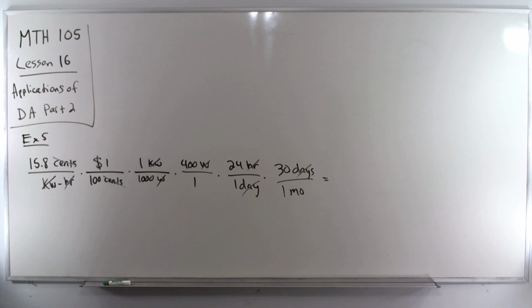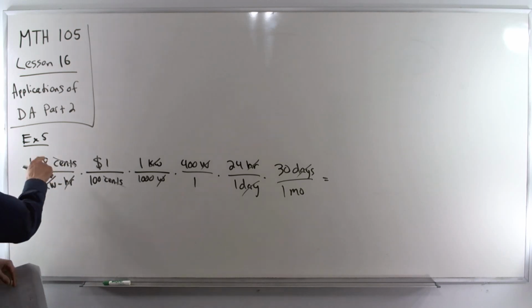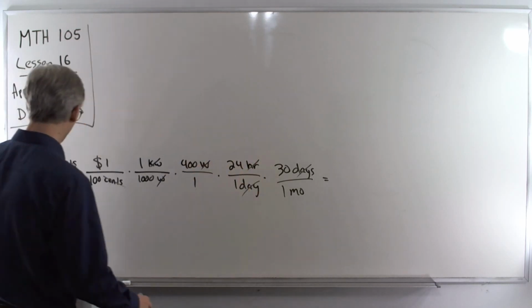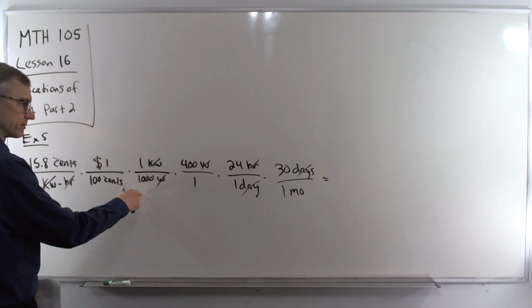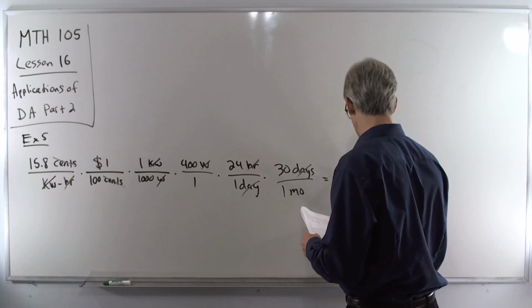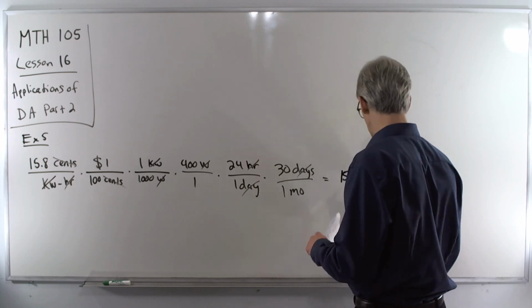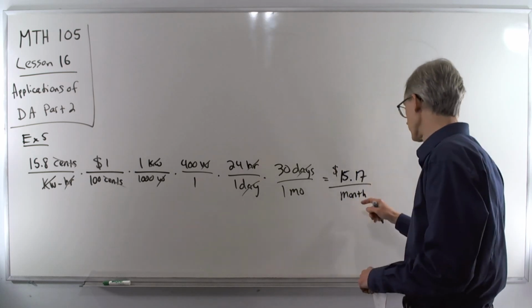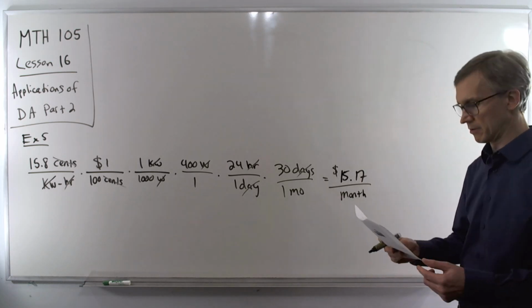So I did this in kind of a weird order just to show you that it can be done in any order. As long as you line up your units right, you get good cancellations, and we're left with the units that we want. So now to get the answer, we're going to multiply all this stuff on top, 15.8 times 400 times 24 times 30, and then we'll divide by 100 and divide by 1,000, and that's it. That gives us $15.17 per month. Not bad.